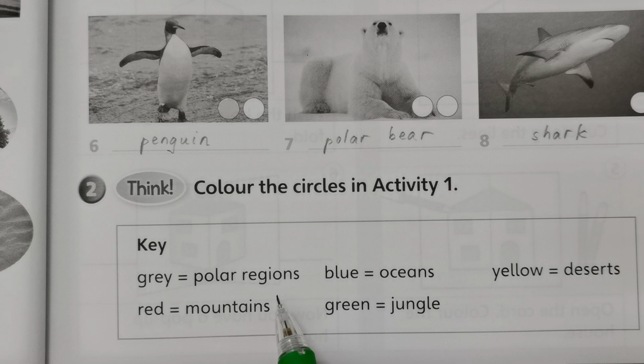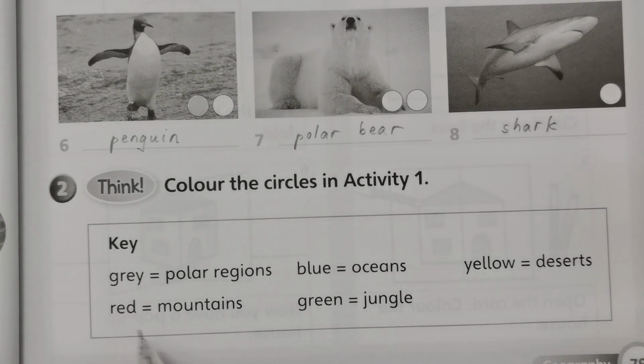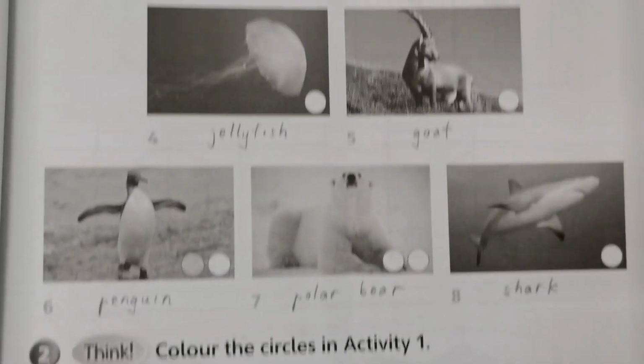So whether it's North Pole or South Pole. And then blue for oceans. And then yellow for deserts. And red for mountains. And then green for jungle. So we prepare the color pencils. So first we go to this tiger.